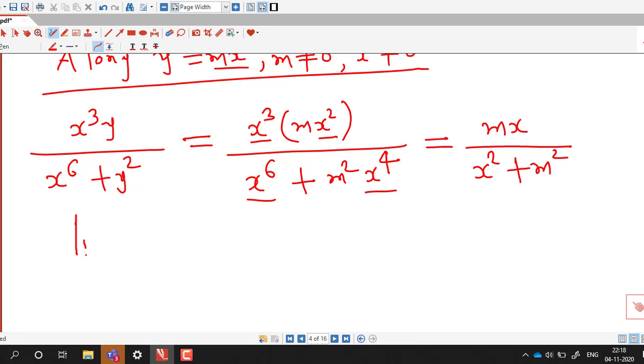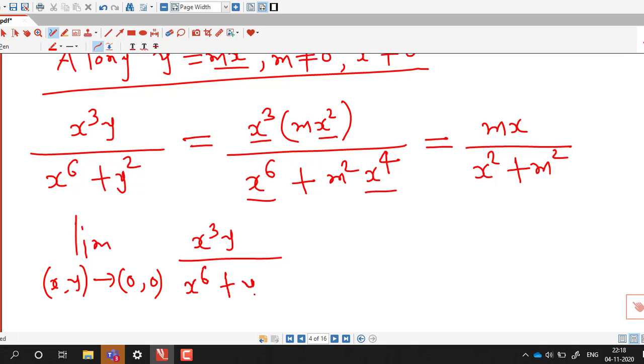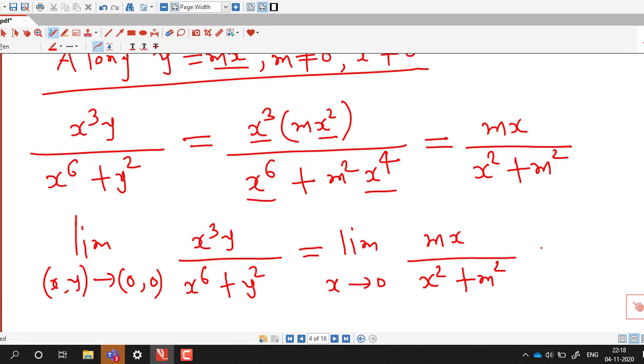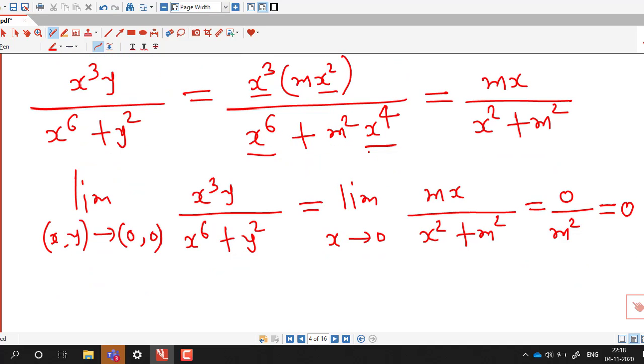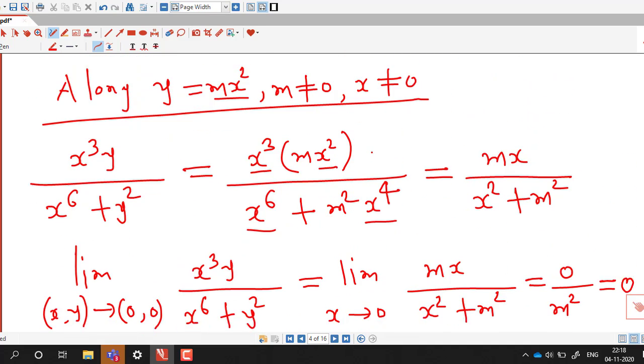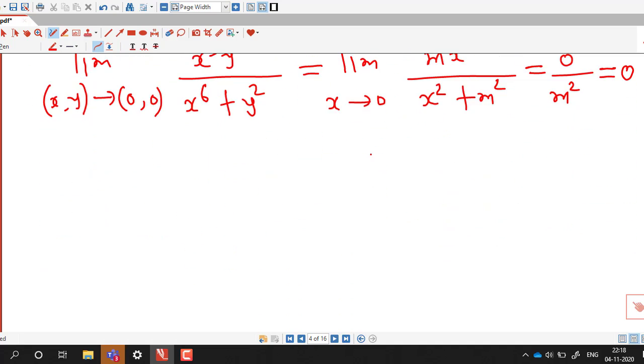So here also if we take limit as (x, y) tends to (0, 0) of x cube y over x raised to 6 plus y square, this is now limit x tends to 0 of m into x over x square plus m square, and if we put x equal to 0, we have 0 over m square, and because m is non-zero, limit is 0. So along all the parabolas passing through origin, limit is 0.